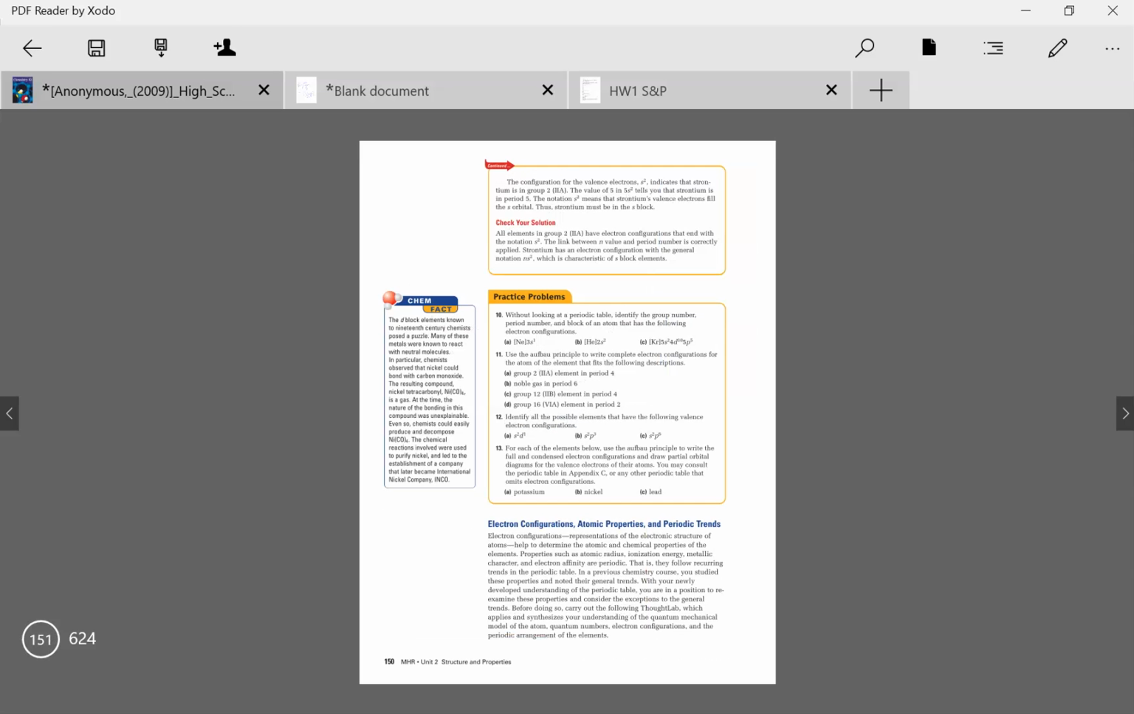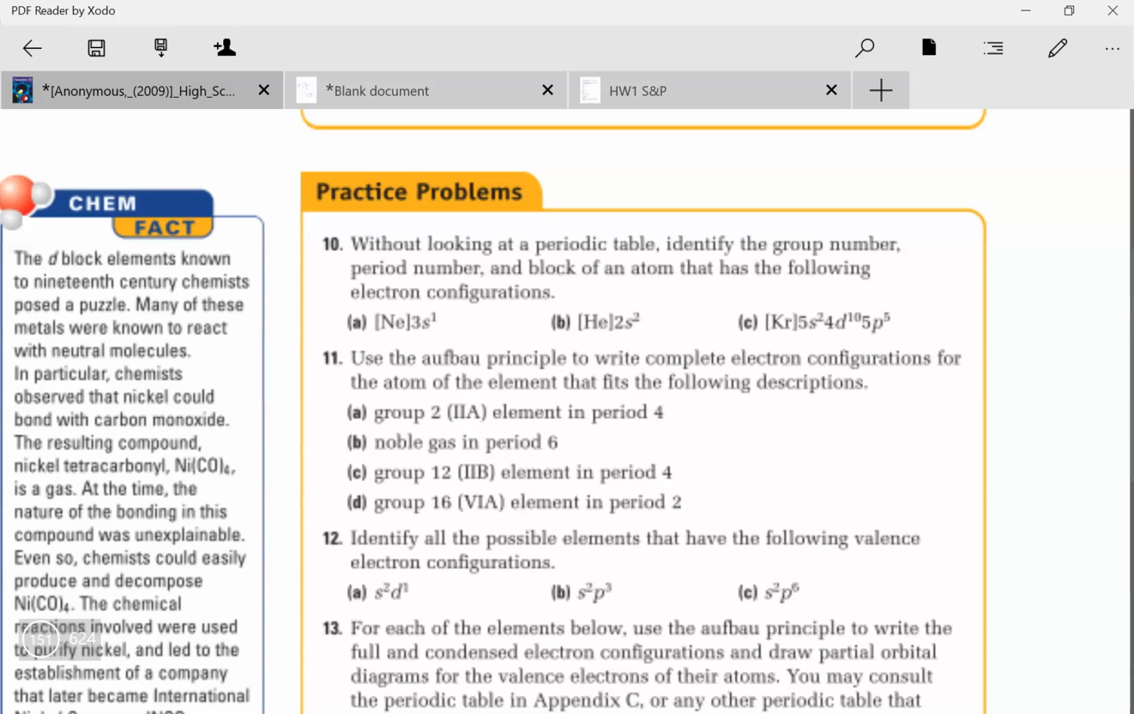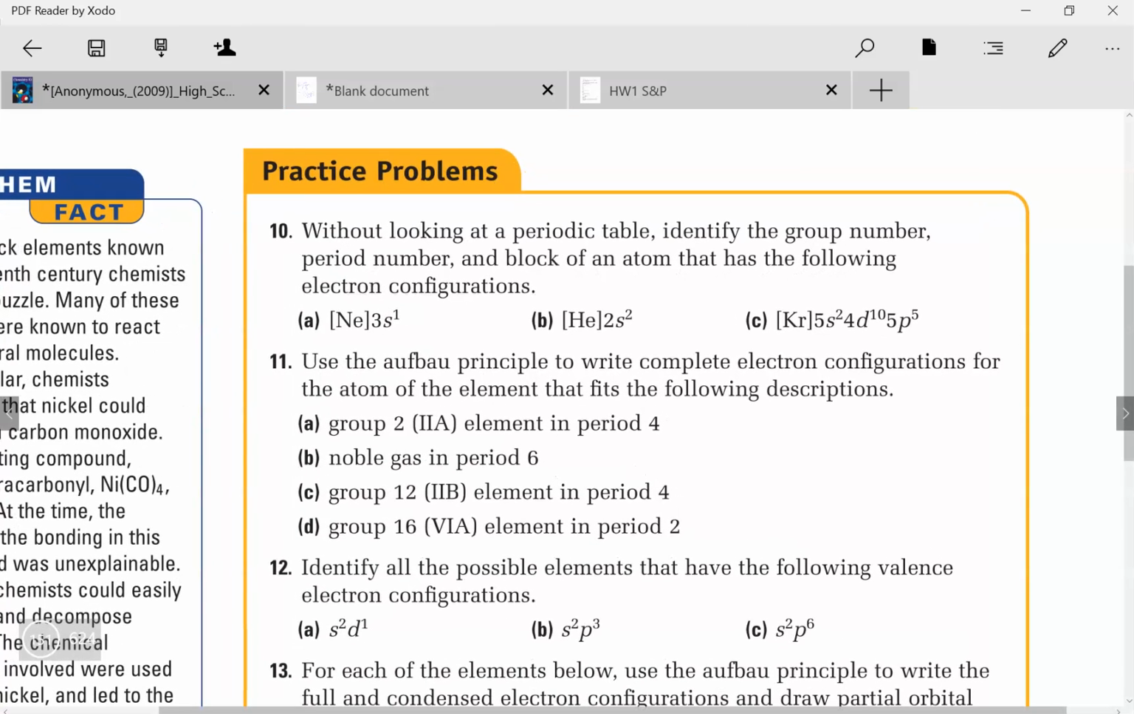Okay, so now these are probably like D block questions. Okay, so without looking at a periodic table, identify the group number, period number, and block of an atom that has the following. So we know this is a 3s1, so it has a group 1 because it's a 1 electron, period 3, s block. Here we have a 2s2, so it's a group 2, period 2, s block. Here we have a group 5, period 5, p block.